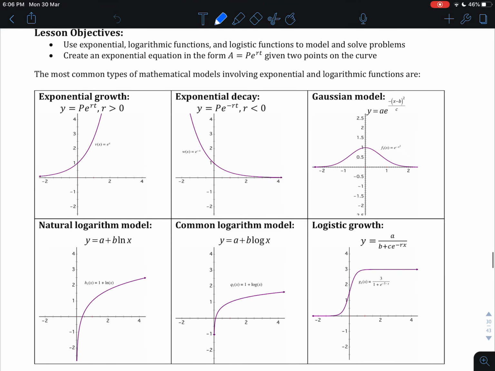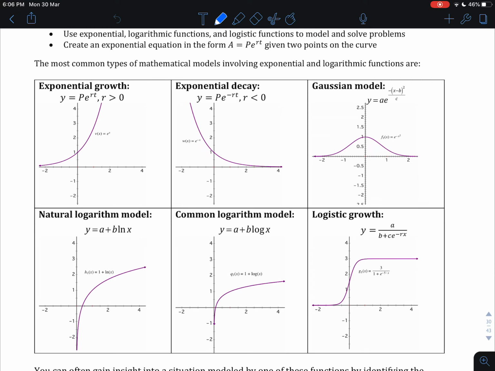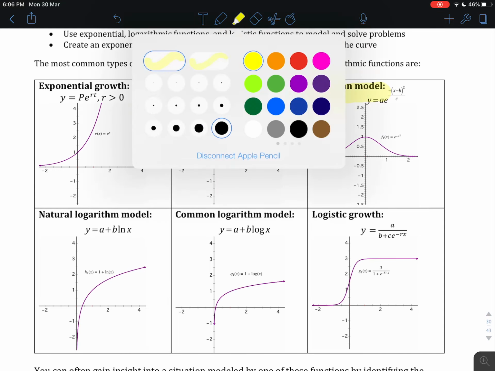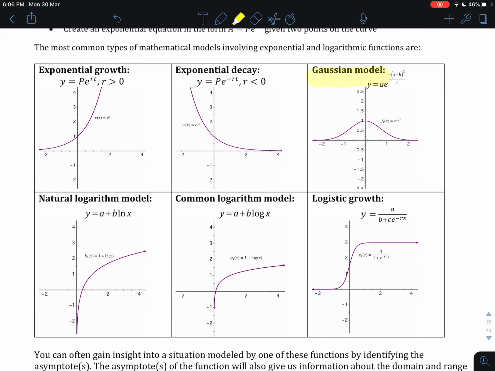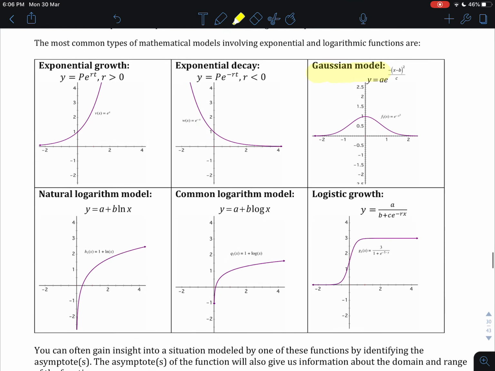Okay, and so what we've got just to begin is the different kinds of functions that we've seen in this unit in particular. There are two to bring your attention to. The one is the Gaussian model, and those of you familiar with the bell curve, this is one of the ways to produce that bell curve. It's not hugely important for this particular unit, but it is an example of a graph that is exponential and has asymptotic behavior, and so that's one of the reasons we include it here.